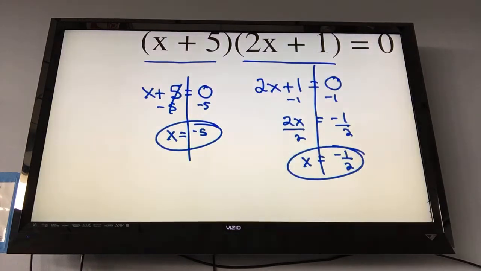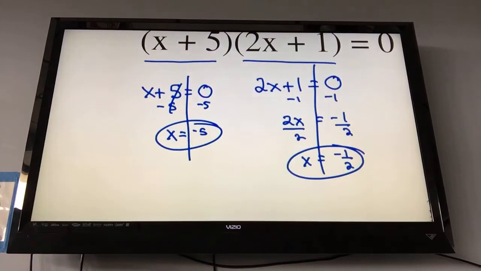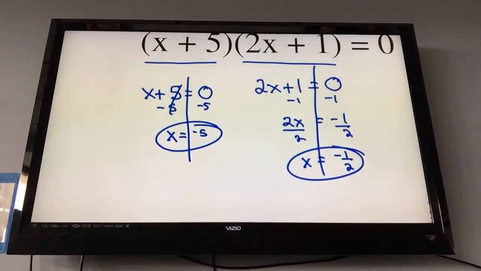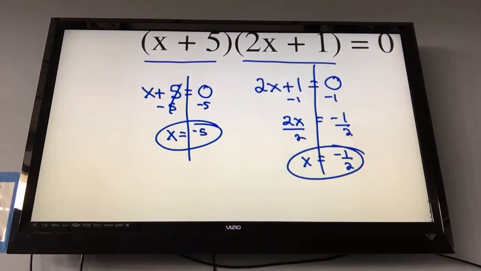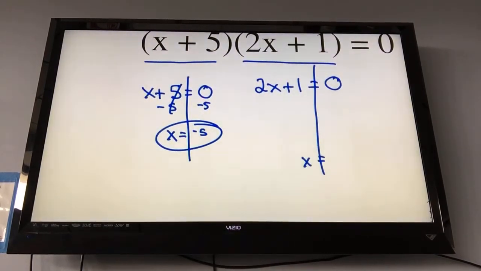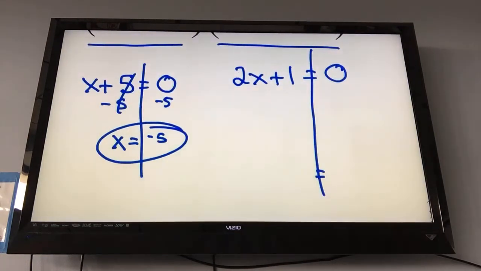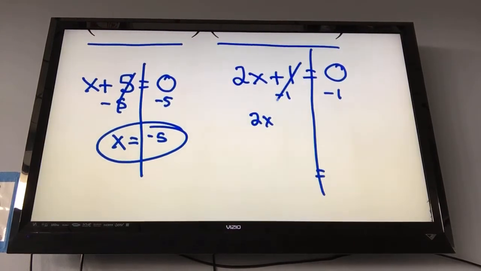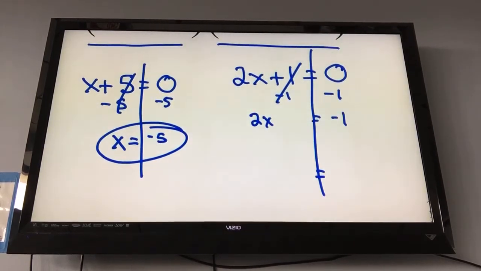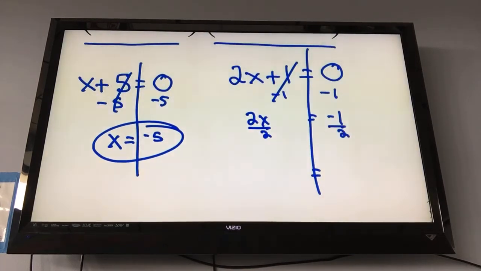Don't be alarmed if you have lots of answers that are fractions, because it's probably going to happen. Wait, hold on. Can we redo the 2x one? Can you say that again? The 2x one? I'm confused right now. You're solving for x, so you minus the 1. So 2x cancels out, equals negative 1. And then divide by 2. And I get negative 1/2.